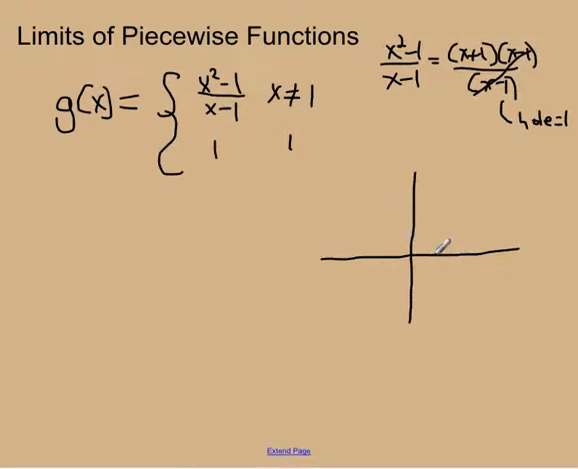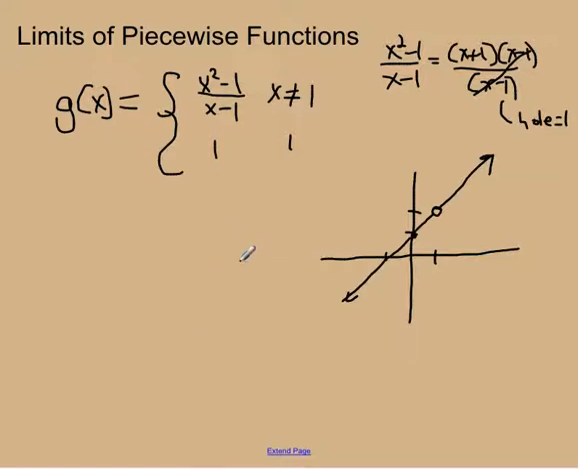All right, so at x equals 1, somewhere I'm going to have a hole. So if I plug 1 into this function, 1 plus 1 is 2. So the hole is going to be right here. And the graph is x plus 1 other than that. So x plus 1 is going to be something like that.